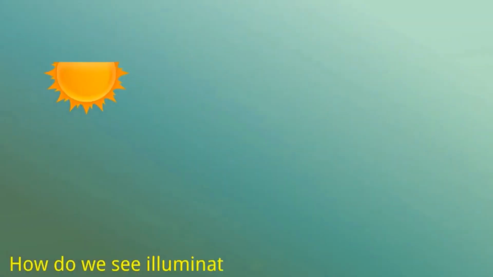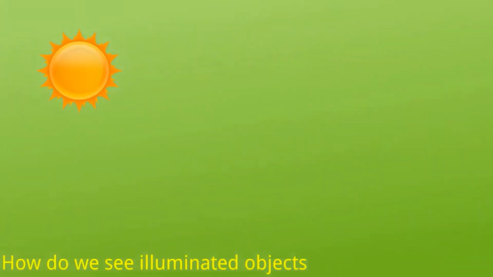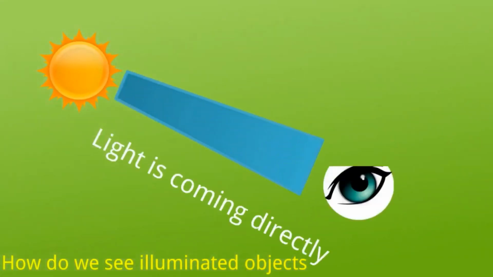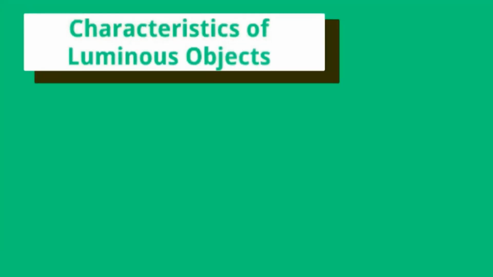Now how do we see luminous objects? Very simple. Light comes from luminous objects to our eyes directly. So we see. But don't look at the sun with bare eyes. You can get hurt. In the same way, light comes from a bulb directly when we see the bulb, and the torch light, everything is the same.